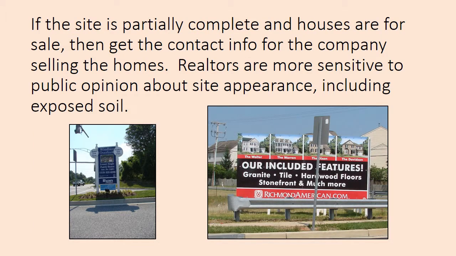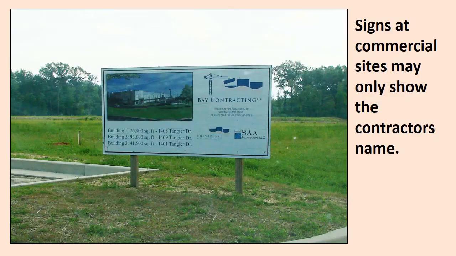If the site is partially complete and houses are for sale, then get the contact information for the company selling the homes. Realtors tend to be sensitive to public opinion about site appearance, including exposed soil. Since realtors don't want the site to get negative publicity, they may be valuable allies in getting exposed soil stabilized. At many commercial sites, you may only see the contractor's information. If you can't identify a development company, then writing to the contractor is a reasonable alternative.